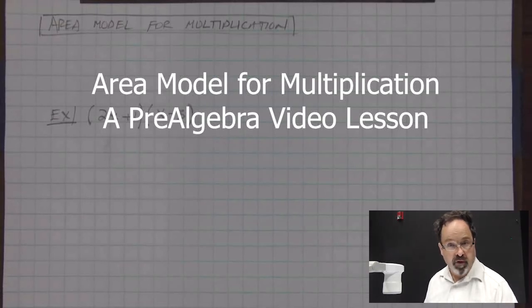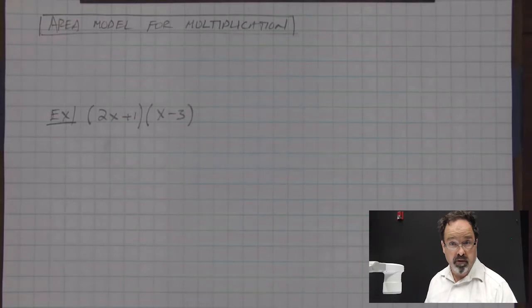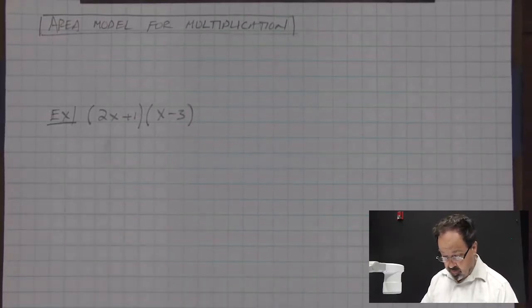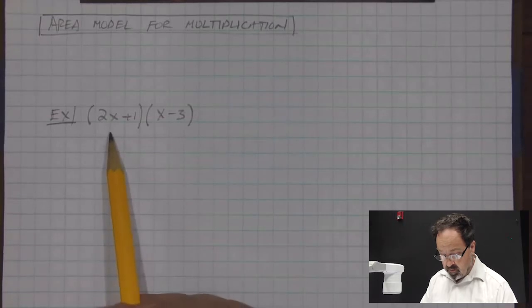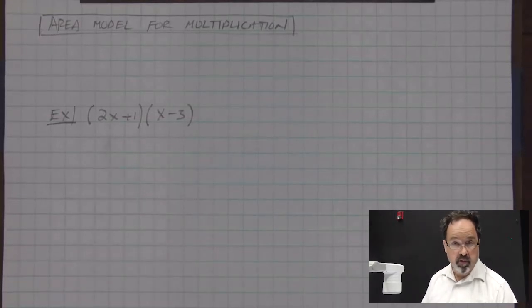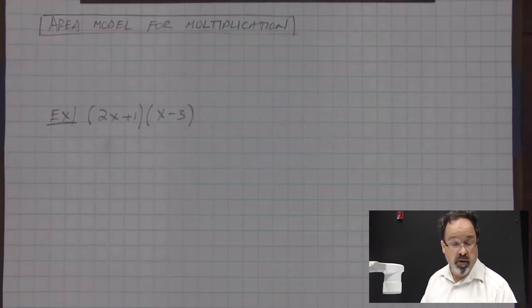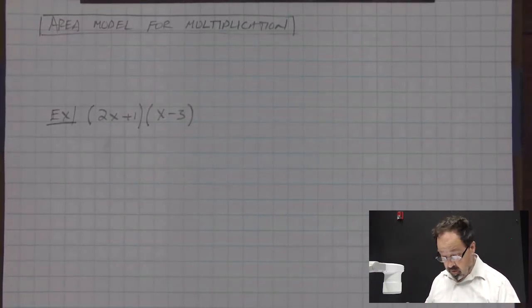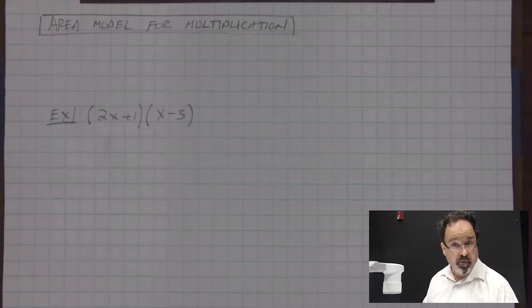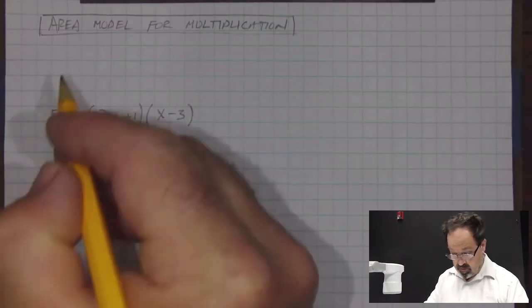VLSos here. This is a pre-algebra video lesson on area model for multiplication. I have an example written here already. I'm multiplying 2x plus 1 times x minus 3. This is a pretty difficult multiplication problem. There are many ways to organize and produce an answer for something like this. The technique that I'm going to show you is a good one because it's a visual strategy.